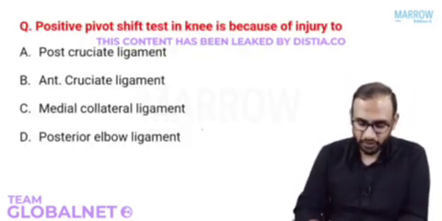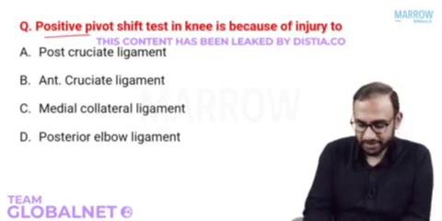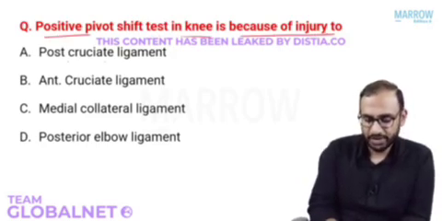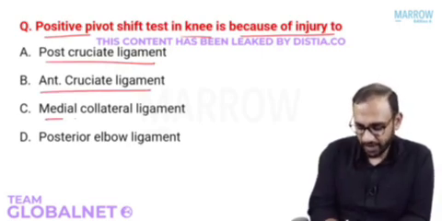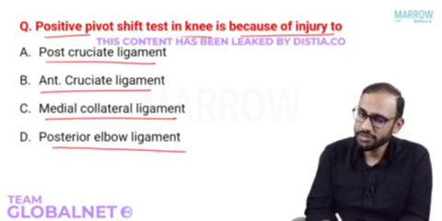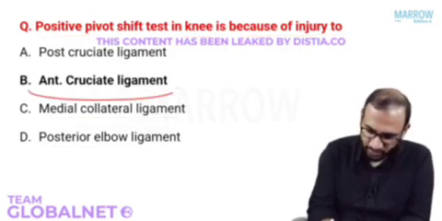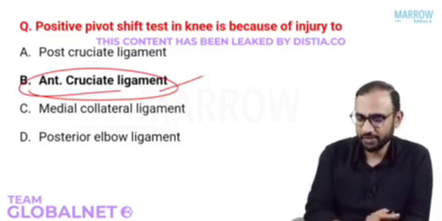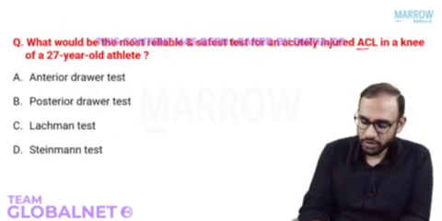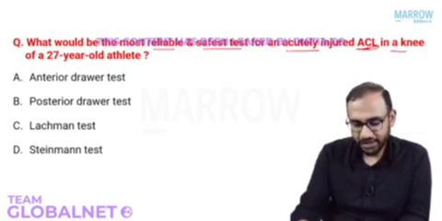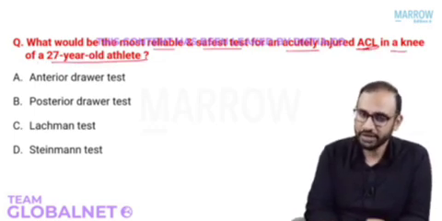So let's look at the first question. Pivot shift test in knee is because of injury to PCL, ACL, MCL or posterior elbow ligament. Pivot shift test is the most specific test for ACL. Yes, it's the most specific test for ACL. What is the most sensitive test for ACL? Lachman test. What would be the most reliable and safest test for an acutely injured ACL in a knee of a 27-year-old athlete?